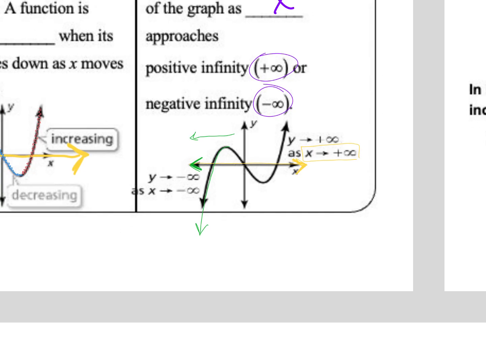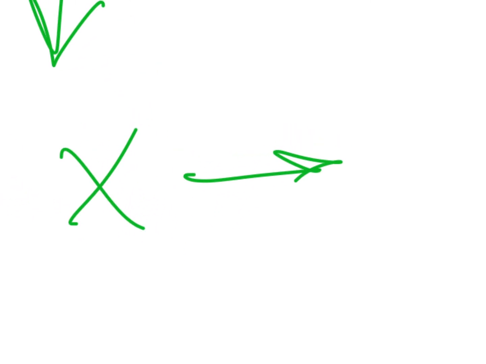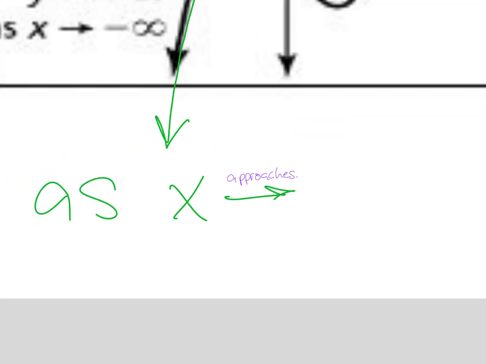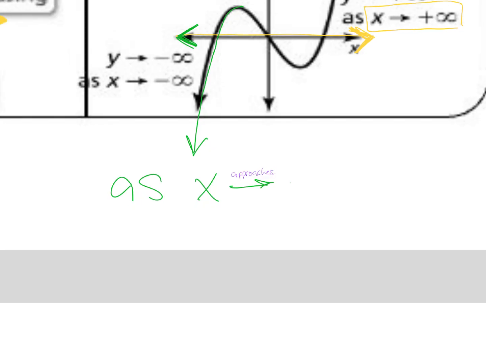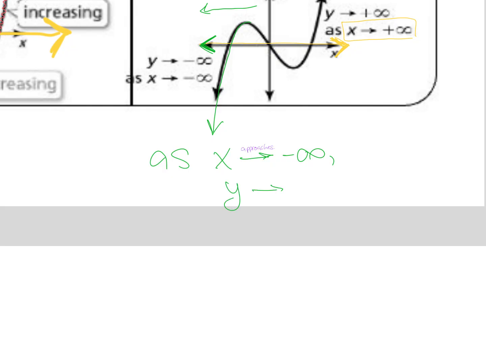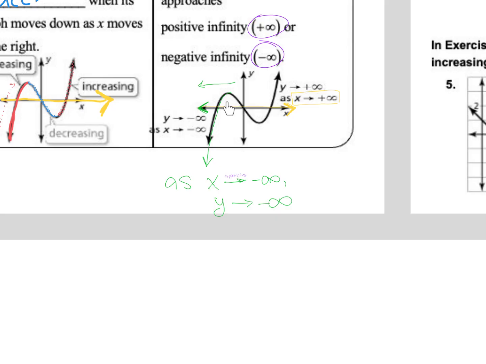So, if we were to write this as a sentence, as x approaches, let me zoom in here and write that word. This letter basically means approaches. As x approaches negative infinity, comma, y also approaches negative infinity. So as I'm going this direction, the graph's going down. Basically, follow that arrow. What's happening? It's going down, it's going left. Both of them forever.